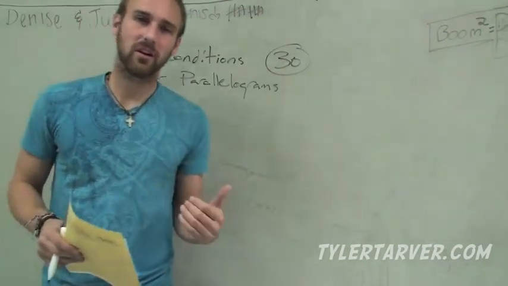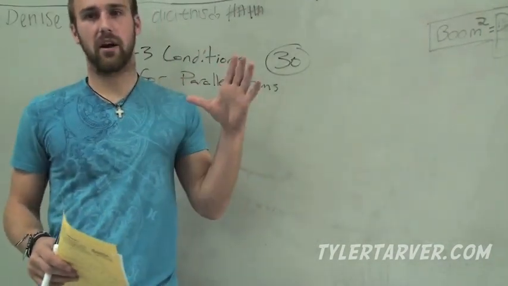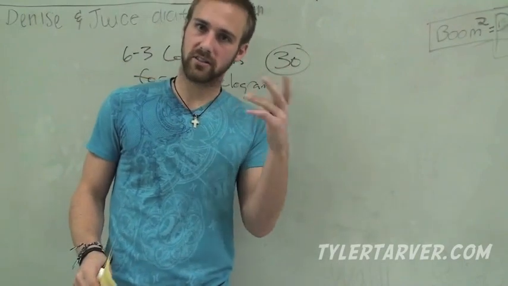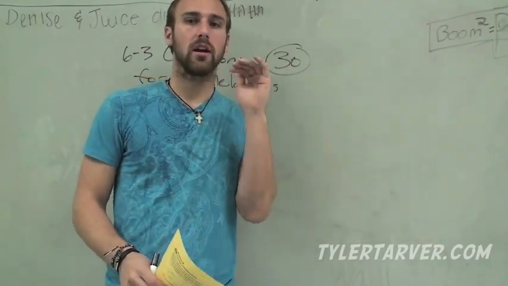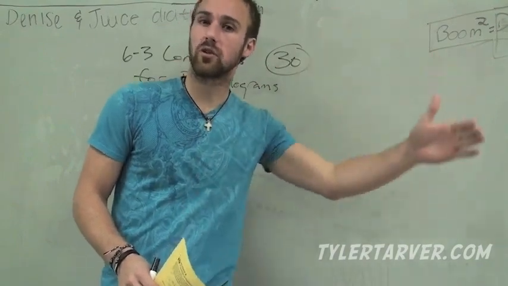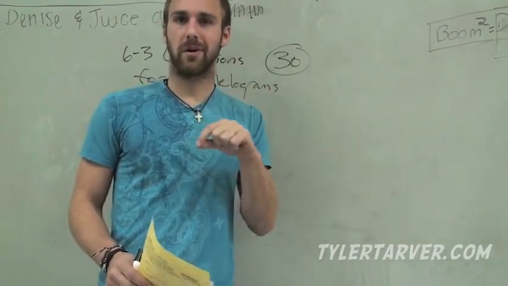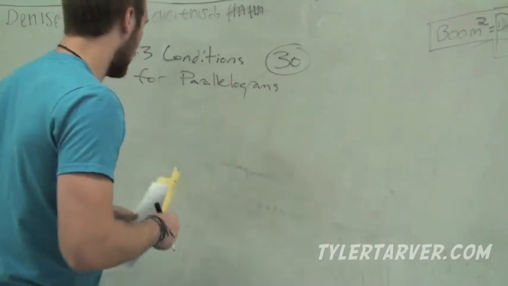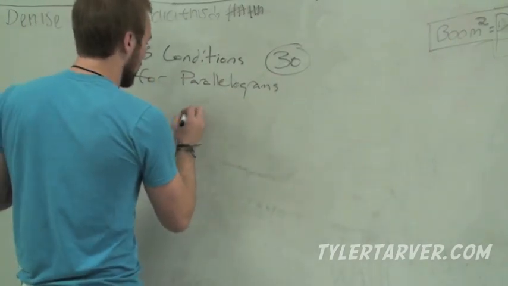Alright, so what we're going to do is, yesterday we said, hey, this is a parallelogram, so you were like, oh, all this stuff is true. Now, we're looking at a quadrilateral, which means it's just four sides, and we're going to say, if this is true, then guess what? This is a parallelogram.